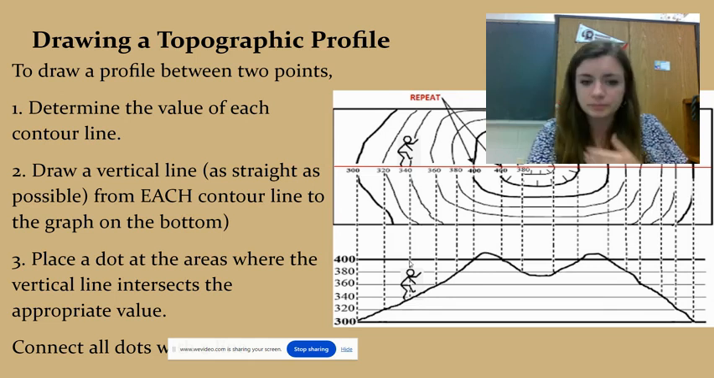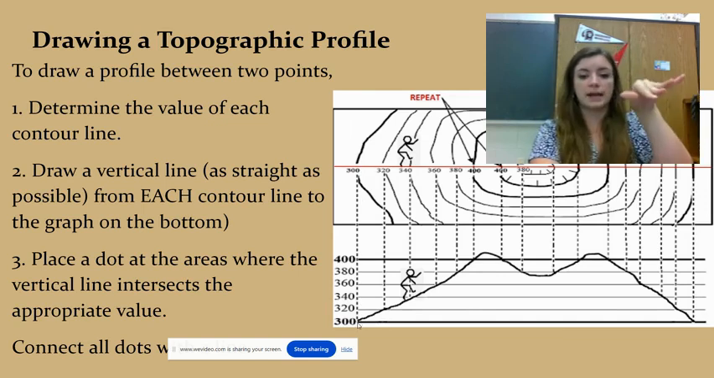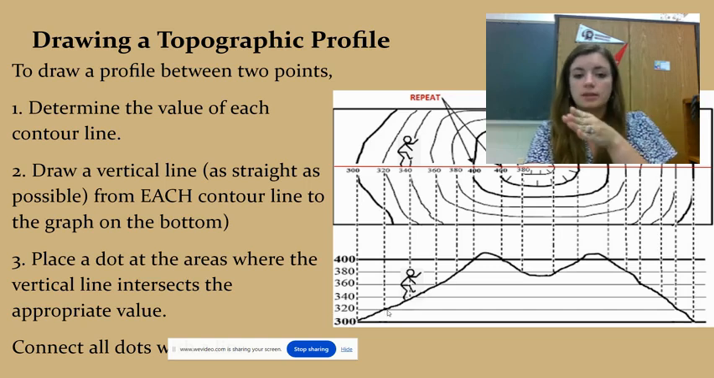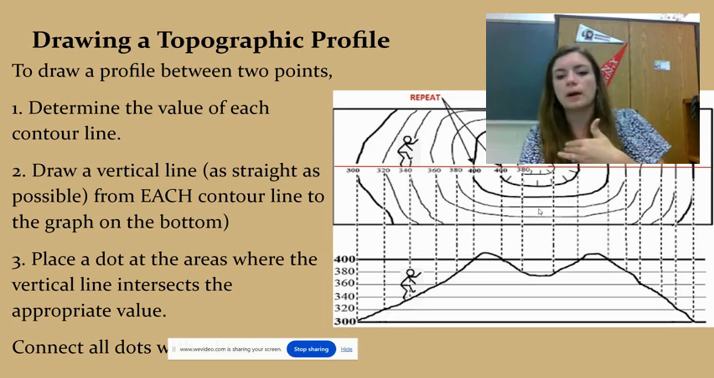So again, this one has a value of 300. When I draw that vertical line down, I'm going to place a dot or stop my line where it intersects the 300 graph line. This second contour line is worth 320. I'm going to draw a line down and place a dot where the 320 line meets the 320 graph line, and so on and so on and so on.